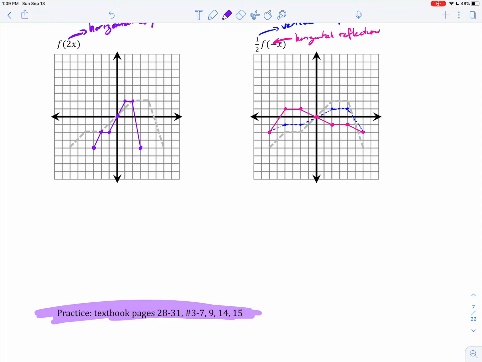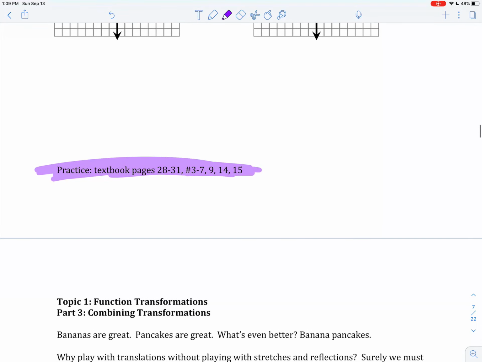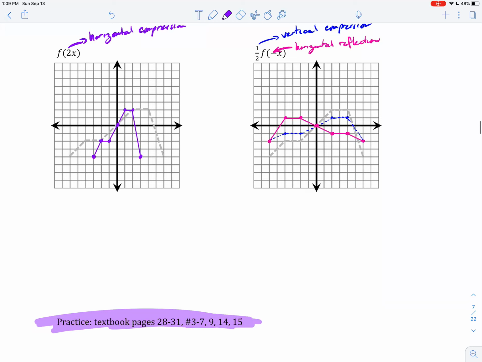What we'll be doing in one of our next classes, or the next lesson, is combining those transformations. So we'll be taking translations and stretches and reflections, and we'll just be mashing them all together. So you'll want to make sure you're comfortable with translations. You'll want to make sure you're comfortable with stretches and compressions. You'll want to make sure you're comfortable with reflections before moving ahead.